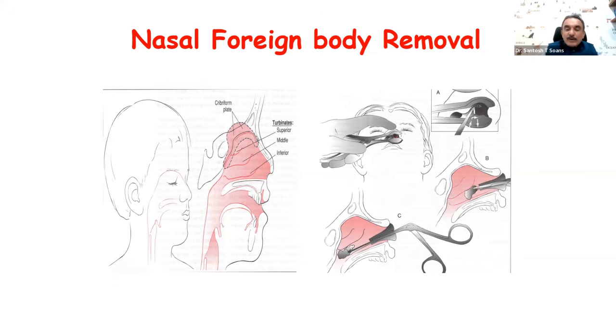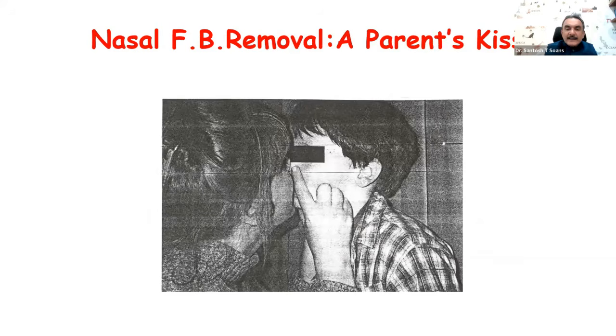If there is no ENT, you can put this instrument through the nose and try to get the foreign body out, because this is the same instrument which we use to see the ear. You can just put it in the nose and get rid of the foreign body. There is also what is called a parent's kiss. If there is a single foreign body in one of the nostrils, the mother closes the other nostril and tries to suck it out. Many a times it comes out.